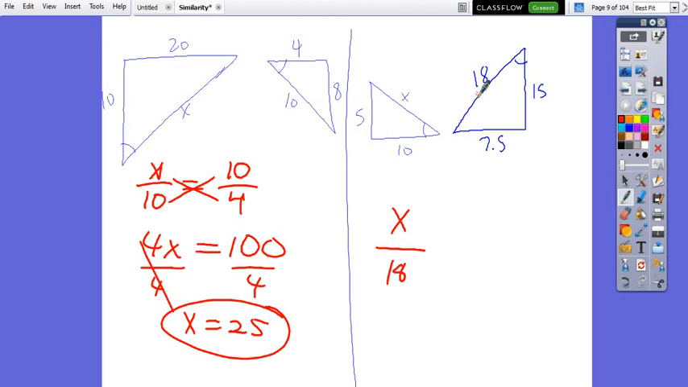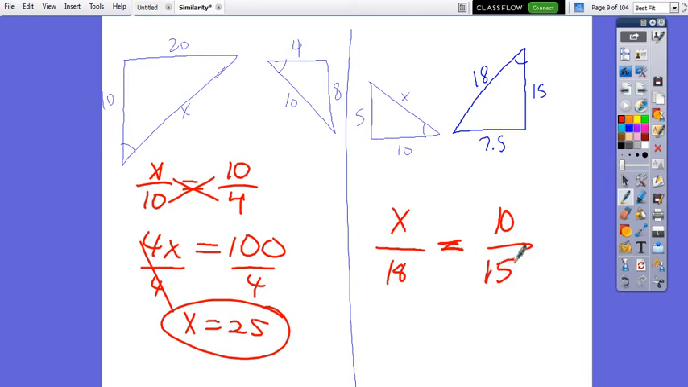Okay? Now, x over 18. Does it matter which of these sides that I use? No. No? What do you want to use? 10? He says 10 and 15. Is he right?